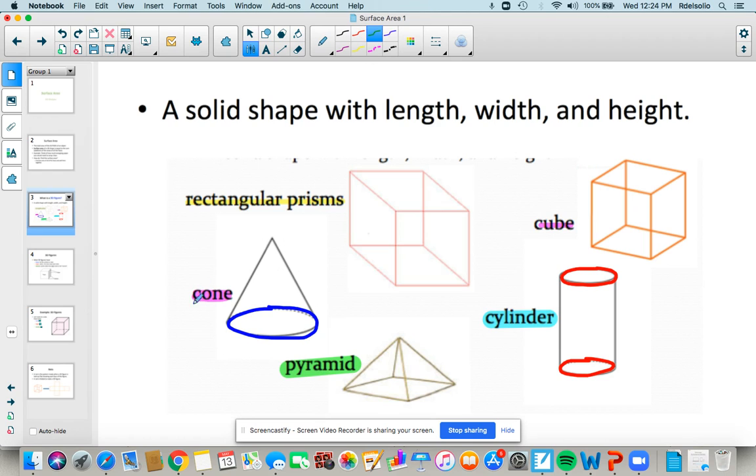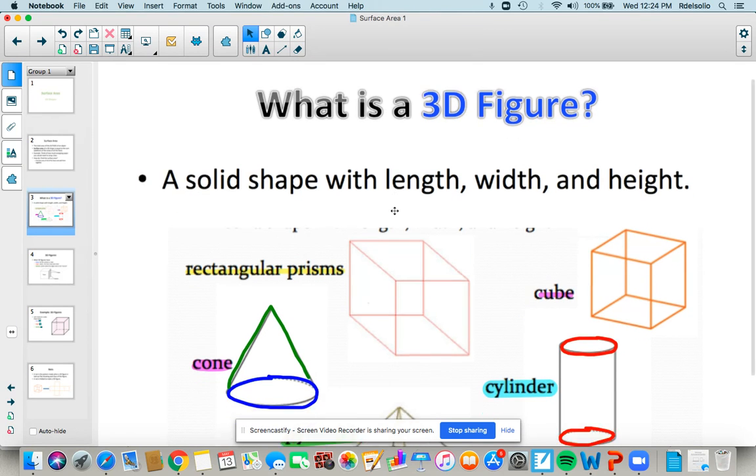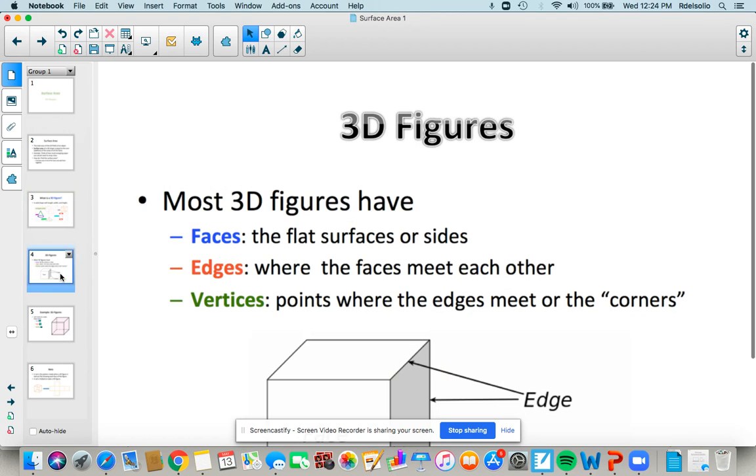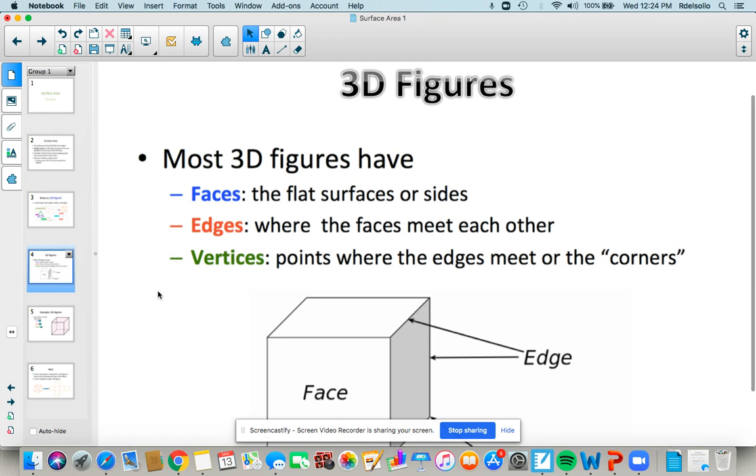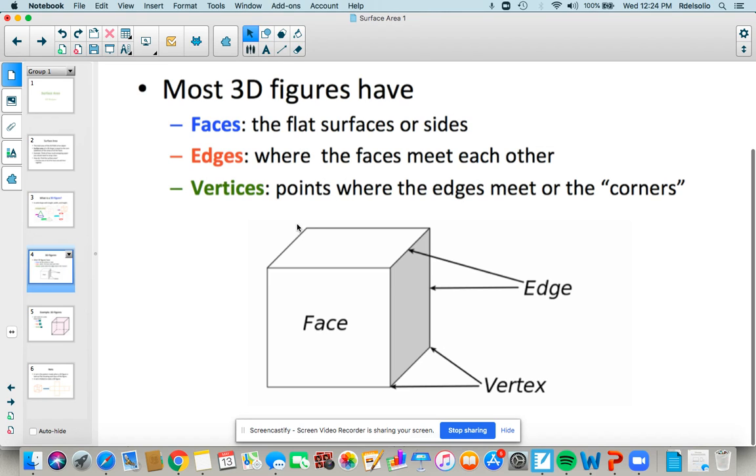So these are all 3D figures and they each have a length, a width, and a height. Most 3D figures have faces. So the faces are the flat surfaces or sides.